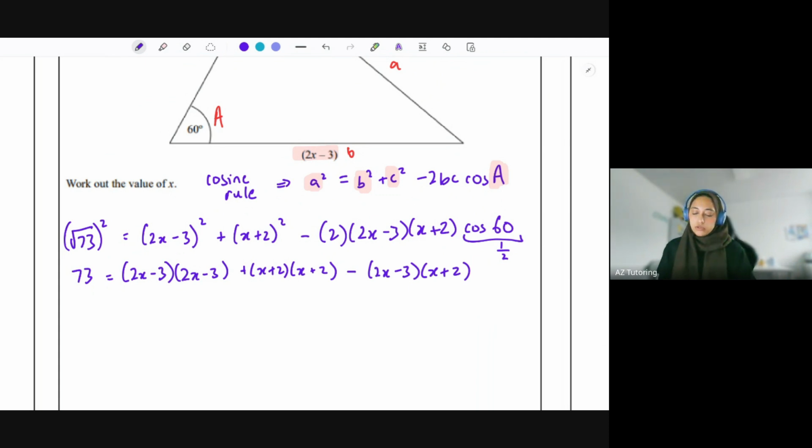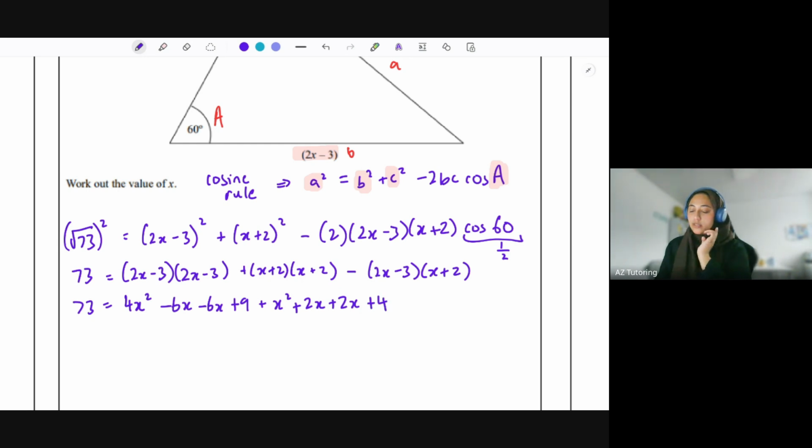Okay, let's expand all of these now. 73 equals 2x times 2x is 4x squared. We've got 2x times minus 3, minus 6x, minus 3 times 2x, minus 6x again, and then minus 3 times minus 3 is plus 9. Plus x times x is x squared, x times 2, 2x, 2 times x is 2x, and 2 times 2 is just 4.